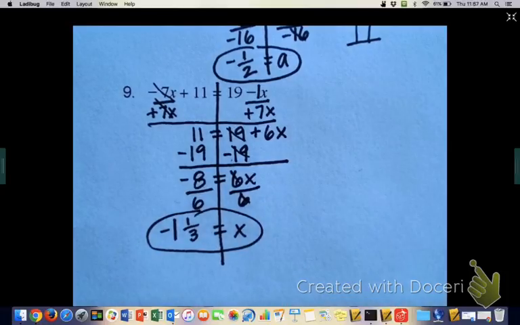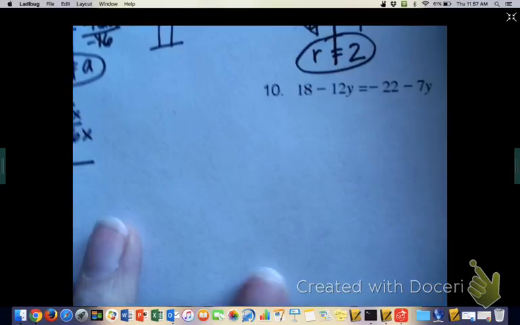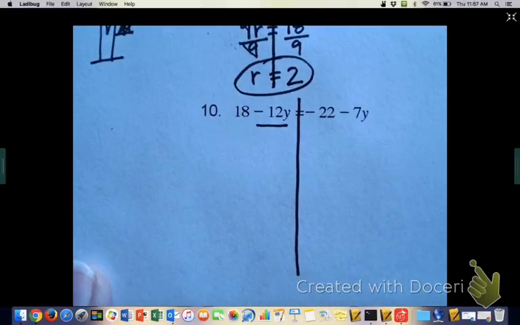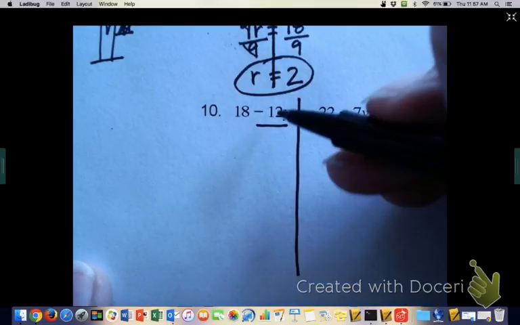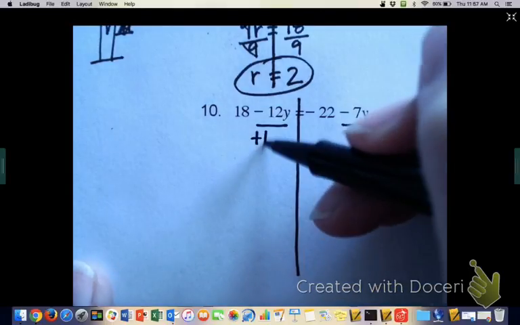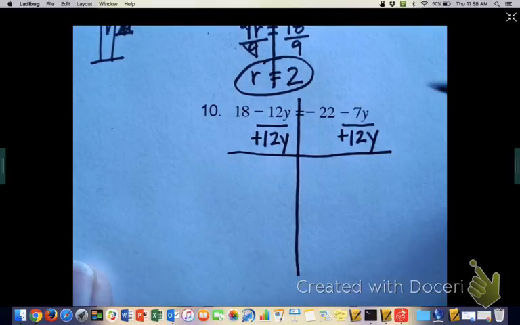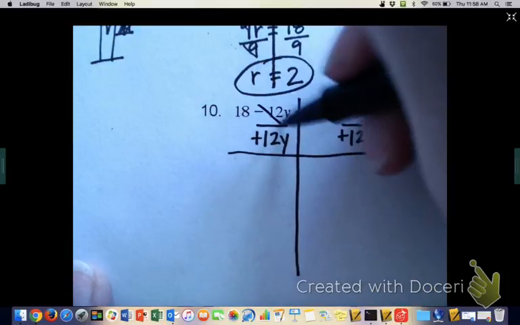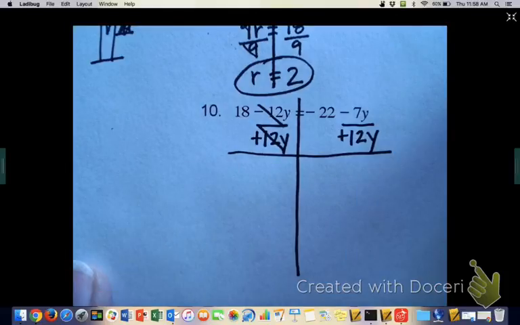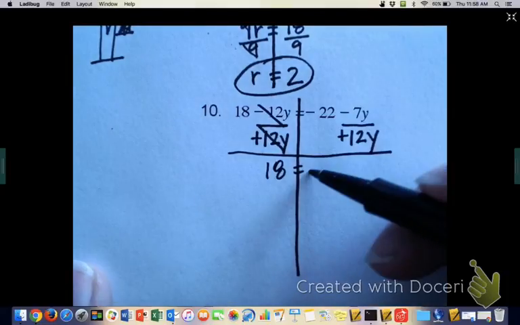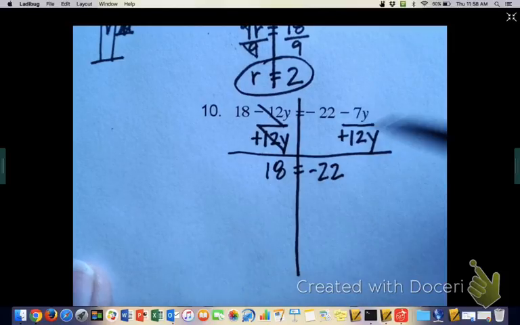All right, last one, number 10. We are gonna have to add 12y or add 7y to get it to move to the other side. I'm going to add the 12y. Again, if you choose to do something different, you'll get the same answer I do, as long as you do it correctly. So just keep going. If you decided to move the 7y instead of 12y, you'll probably end up with the same answer I do. You should. Bring down 18, bring down negative 22.